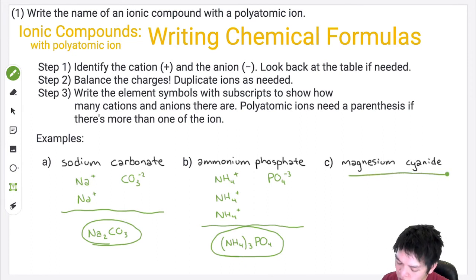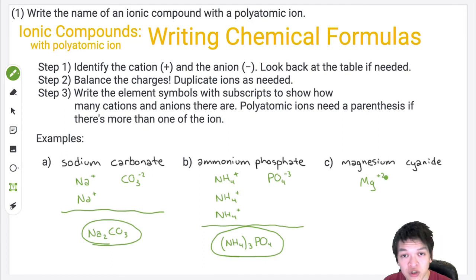Okay, let's look at one more example. We have magnesium. Magnesium is just straight off the periodic table. Magnesium is in group 2, so it has a positive 2 charge. Cyanide, even though it ends in an IDE, it's actually not a monatomic, it's a polyatomic. It's CN with a -1 charge, but let's just double check on the table.